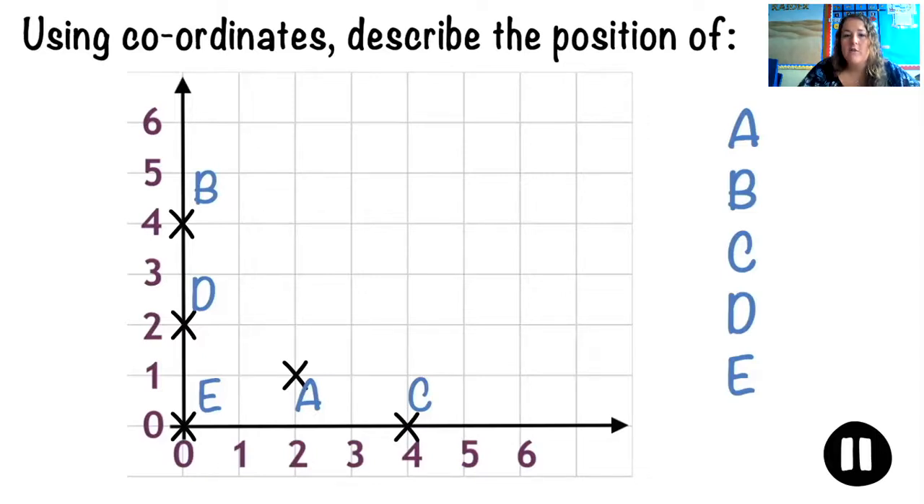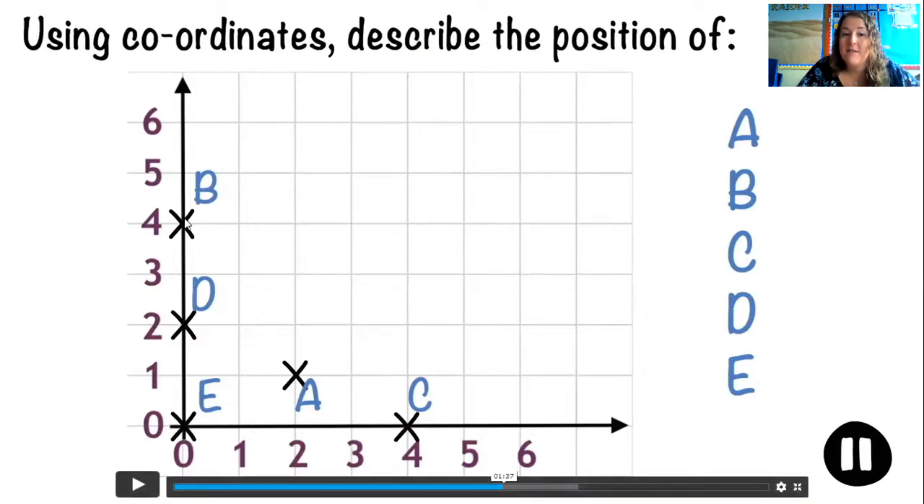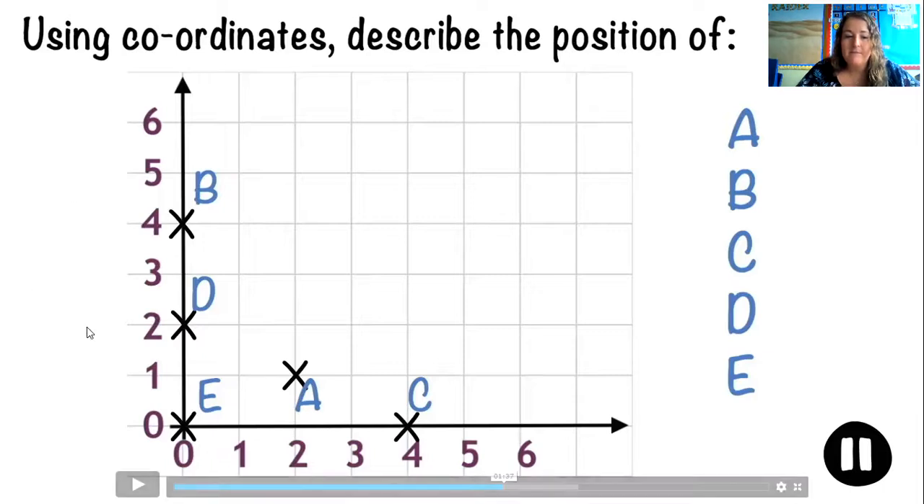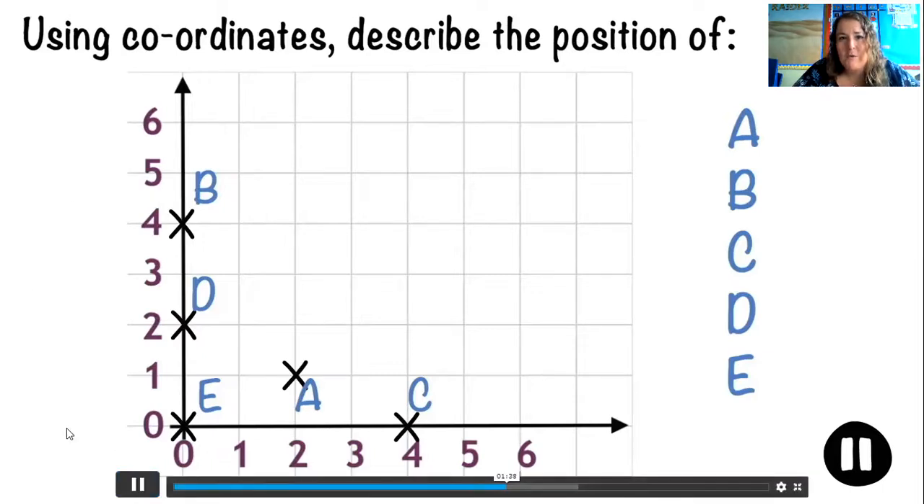Okay, so again, I can't write on the screen here, but A should have been (2, 1). B, so you're along the corridor first, should be (0, 5). I apologise, it should be (0, 4). I'm looking at where the B is and not where the cross is. That's my fault. So I'm going to say that again. B should be (0, 4). C should be (4, 0). D should be (0, 2). And E should be (0, 0). Well done if you got those ones right as well.